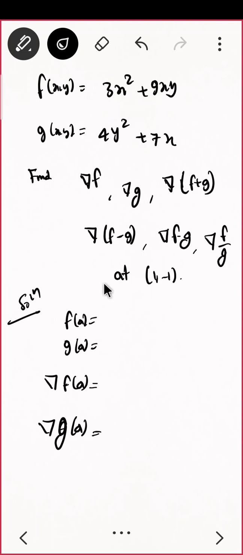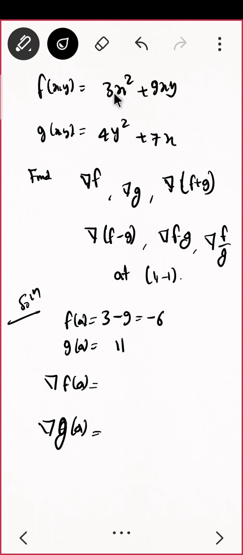I hope you agree. You don't have to do all the time. Calculate f minus g and do that. You just use the formula. So what is f of a? F of a will be, you just need to put the value 1 and minus 1 in the function. So if you put 1, it will be 3 minus 9, that is minus 6. First is done. G of a will be 4 plus 7. So what is that? 11. Correct? And what is del g of a?